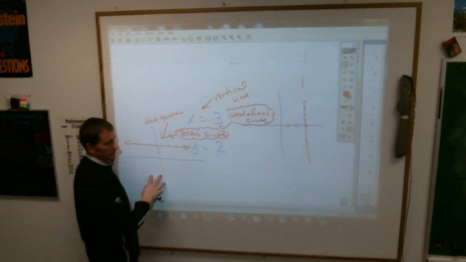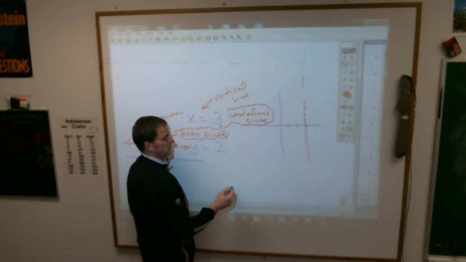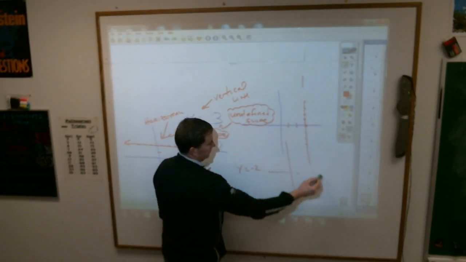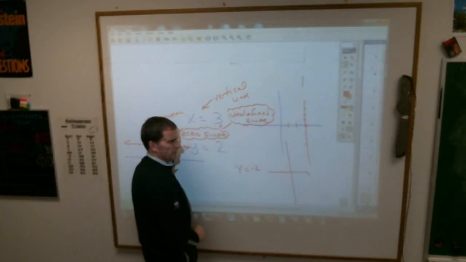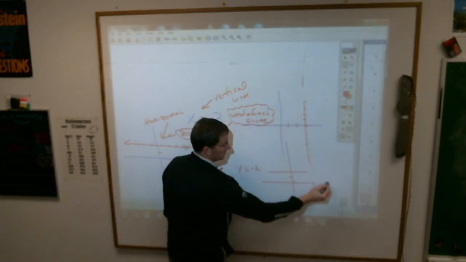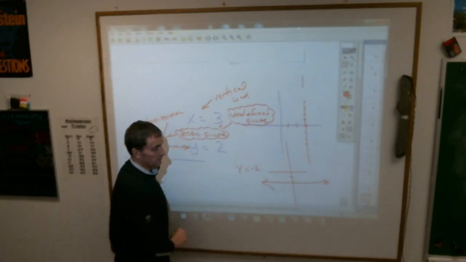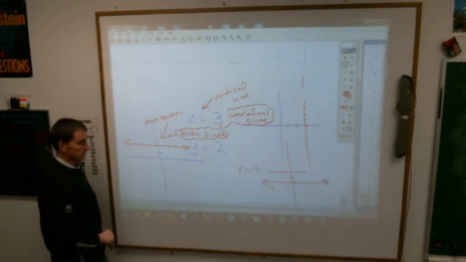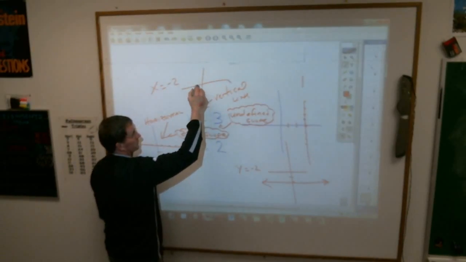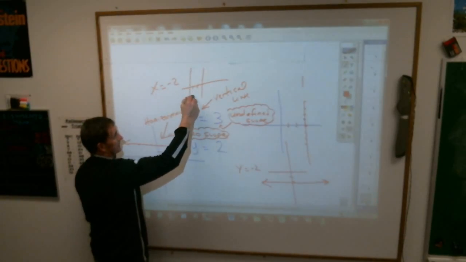So make sure you have that in your notes because they'll give you a linear equation like y equals -2. You'll look in your notes and say, y equals -2, what's that mean? Well, it's a horizontal line where y is -2. If it was x equals -2, then it's a vertical line at -2 on the x-axis.